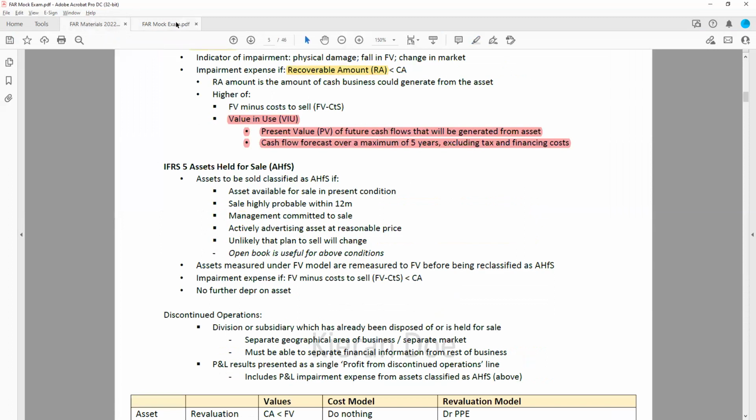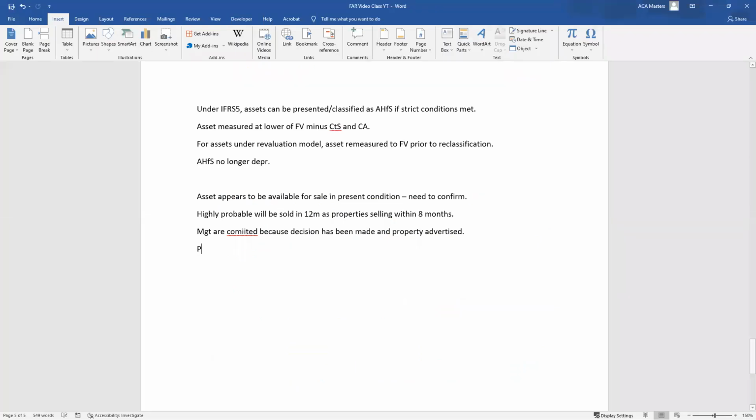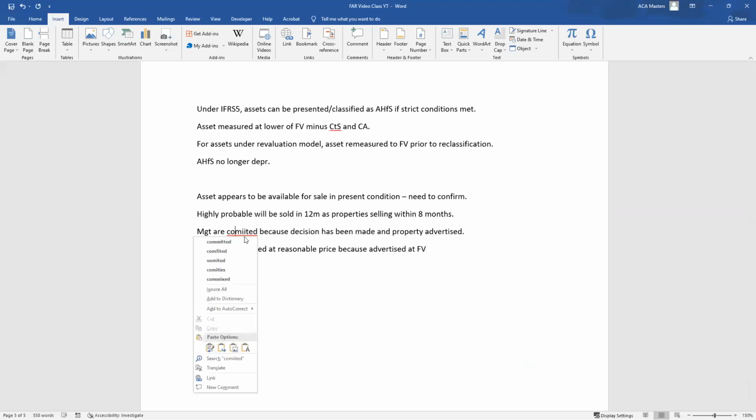So is it being advertised at a reasonable price? So we're told it's being offered for sale at its fair value. So its fair value is what someone would pay for it in an open market. So the best way to get the fair value would be to get an identical property and look at its fair value. So the property next door or similar properties in the area, perhaps. Property advertised at reasonable price because advertised at fair value. That's like its open market price. Therefore, that all appears to be met.